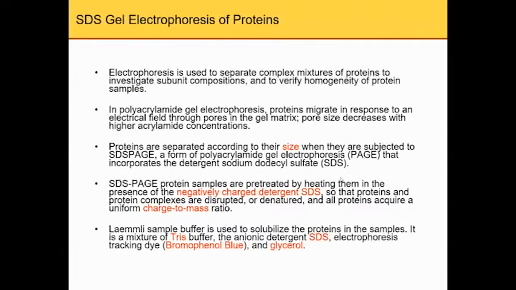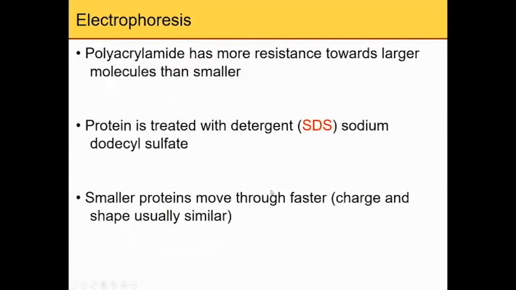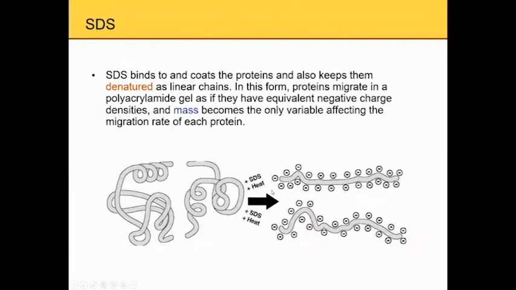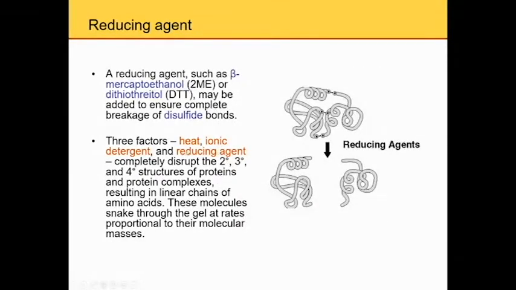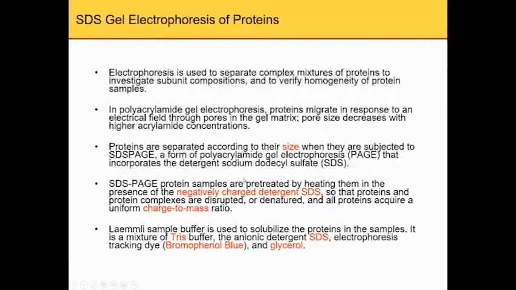To make it linear, we have several different approaches, including heat, ionic detergent, and reducing agent to break the conformation. And also SDS, because we want to make sure the denatured protein gets a uniform charge to mass ratio. So you must disrupt the protein conformation. The SDS is normally included in the Laemmli sample buffer that we normally use. It has SDS, and then bromophenol blue, which is a tracking dye.